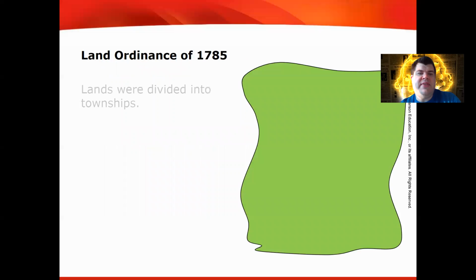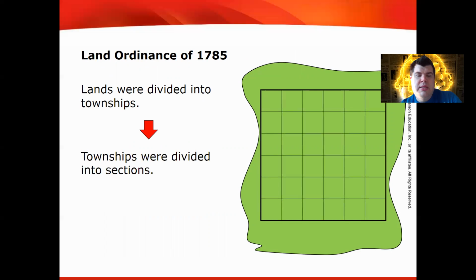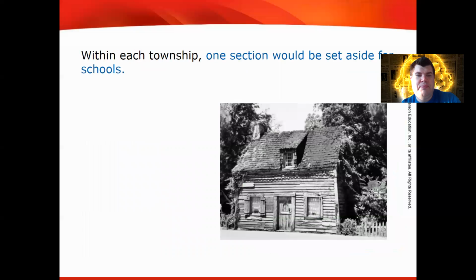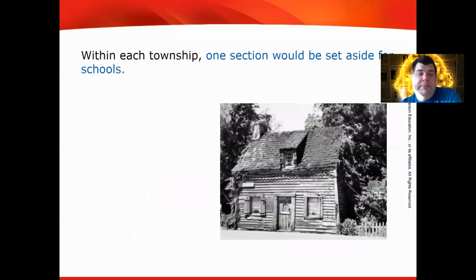The Land Ordinance of 1785 divides the land into what are called townships. Basically, they take a piece of land and chop it into pieces, and then each piece is sold, so they're selling piece by piece. Within each township, one section would be set aside for a school. They would take one of these sections on the grid and make it into a school, and then sell the rest of it.